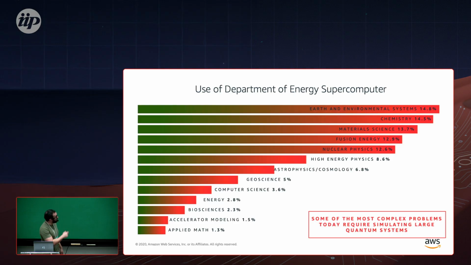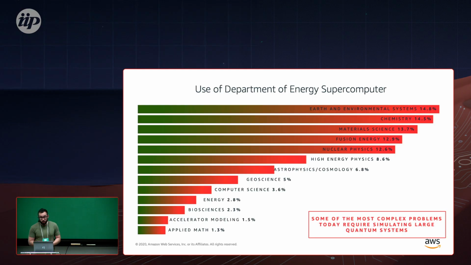This is a plot that many people use, and I like to use it as well, which shows the use of the supercomputer of the Department of Energy of the US, and I think it would be a typical distribution for other supercomputers as well. What you can see here is a breakout of which fraction of the time of the supercomputer was used for many different areas that people care about. Environmental science is the number one, fine. But then look at all the next ones: chemistry, material science, fusion energy, nuclear energy, high energy physics. This is all about simulating complex quantum systems.